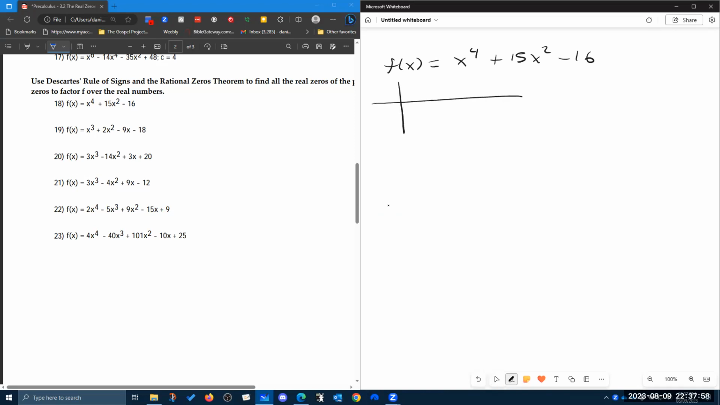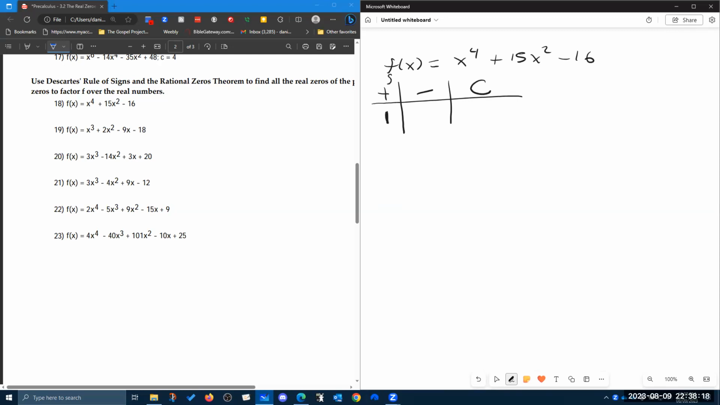I'm going to make a chart here: plus, minus, and C stands for complex. The number of sign changes in f of x is going to go into my plus column. So I start off positive and stay positive. That's not a sign change. Positive to negative, that's one sign change.